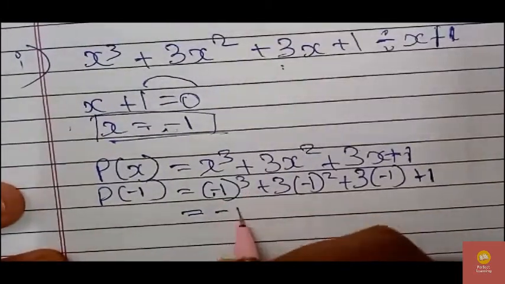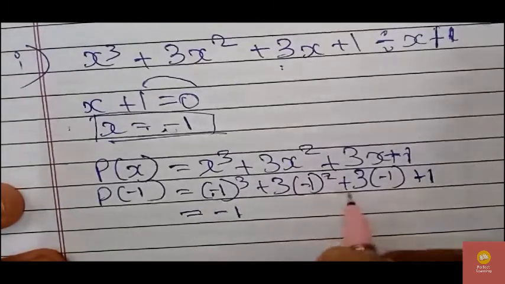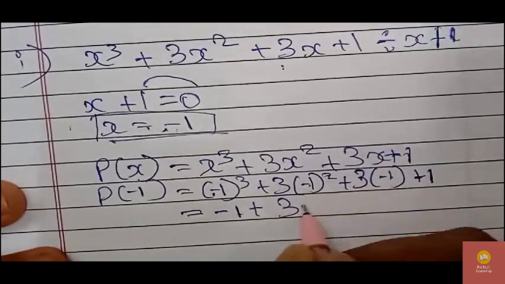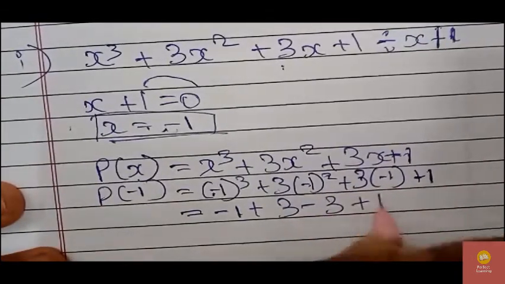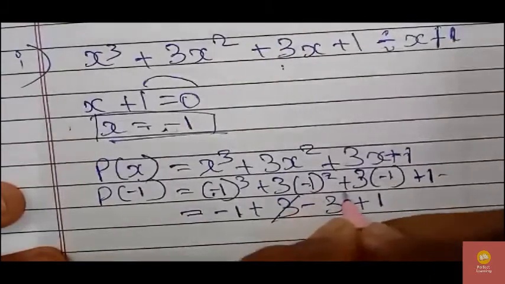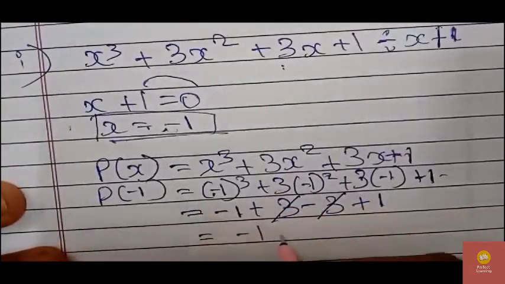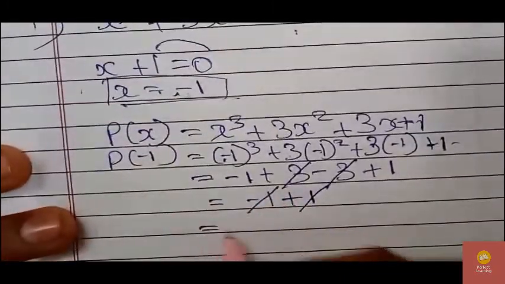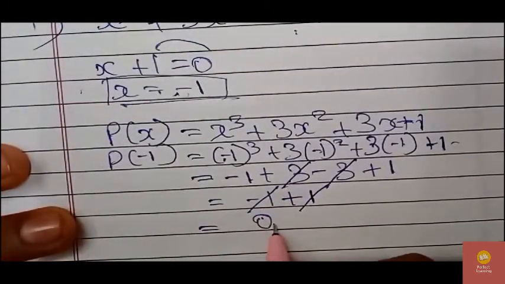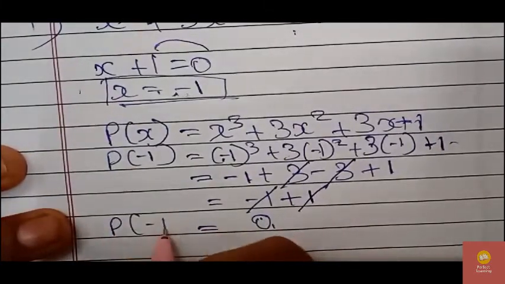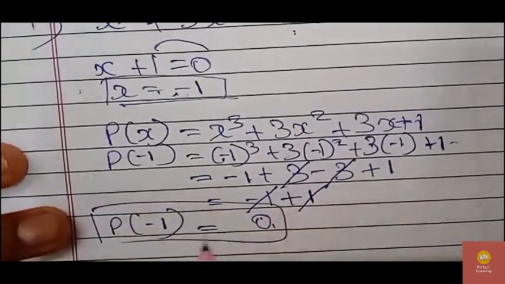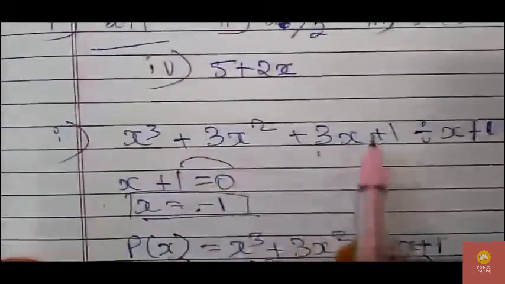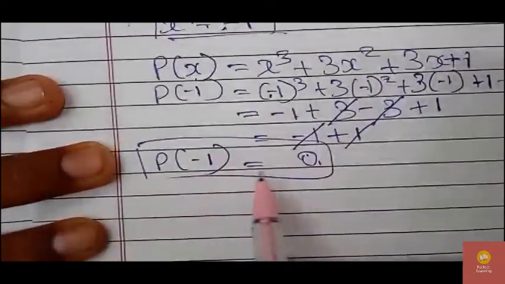Minus 1 cube is minus 1, and minus 1 square is plus 1, and 3 into plus 1 is plus 3. Plus 3 into minus 1 is minus 3, and finally the plus 1 as it is. This plus 3 and this minus 3 get cancelled, and minus 1 plus 1 will be remaining. This minus 1 and this plus 1 get cancelled. Finally, we got the remainder as 0. P of minus 1 is equal to 0. When we divide this equation by x plus 1, we get the remainder as 0.